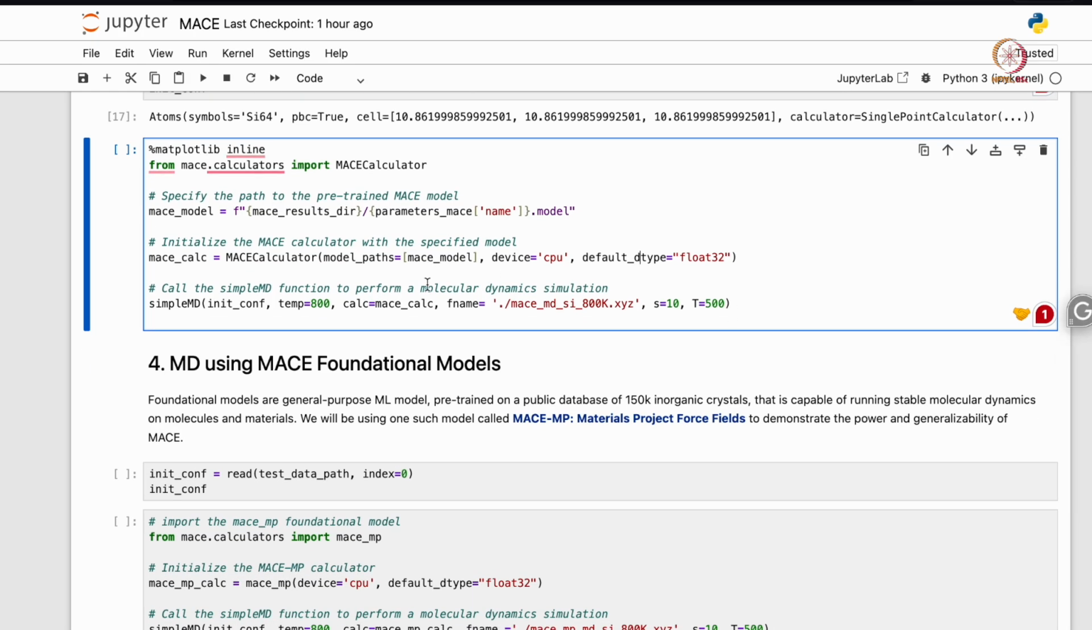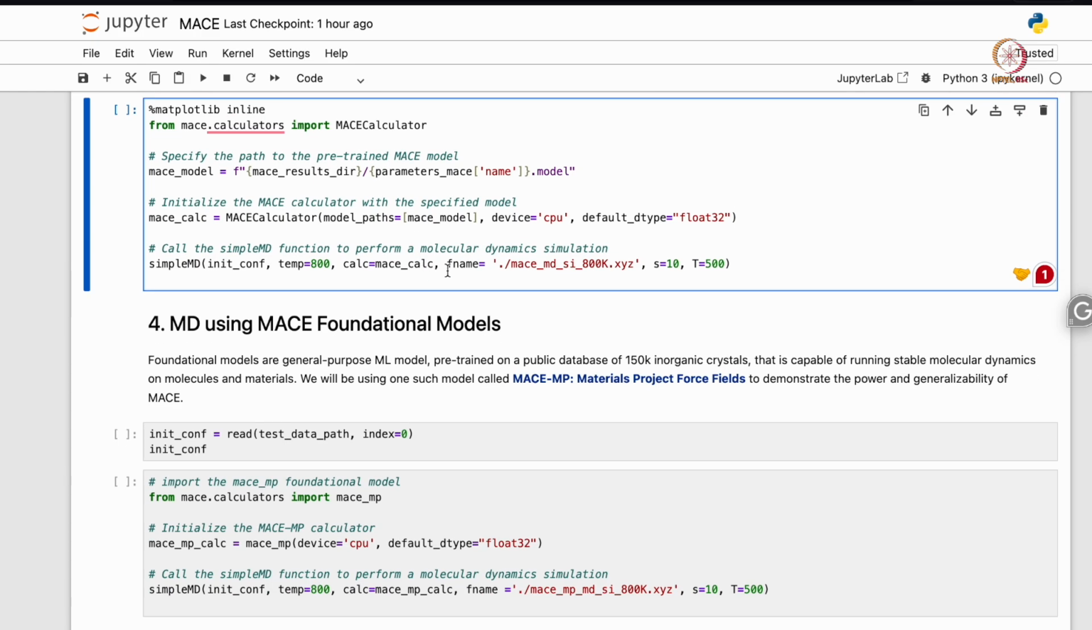And now we will be doing an NVT ensemble molecular dynamics, which is given by this function simplemd. We give the initial structure and the final temperature up to which we want to do the molecular dynamics simulation. We initialize the name of the calculator, the maze calculator. The calculator has at its back end our trained potential, and we are giving the molecular dynamics this calculator. The frame names will be saved in this format. The simulation will run for 500 steps, and the data will be stored or plotted for every 10 steps.